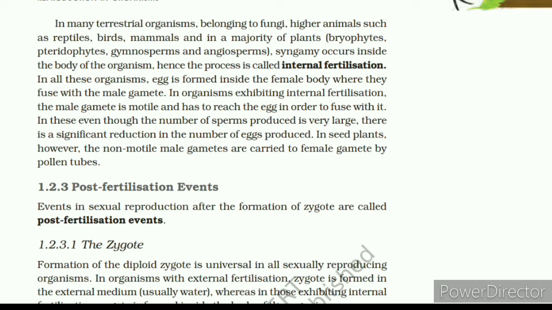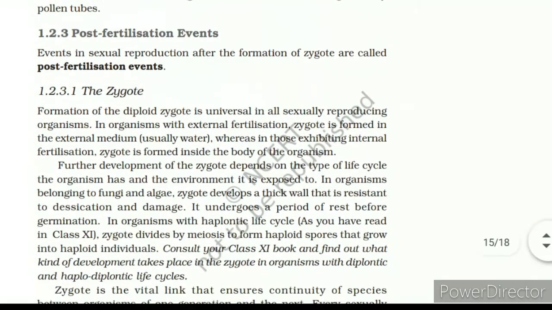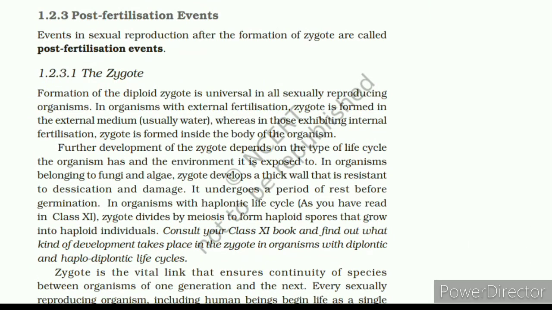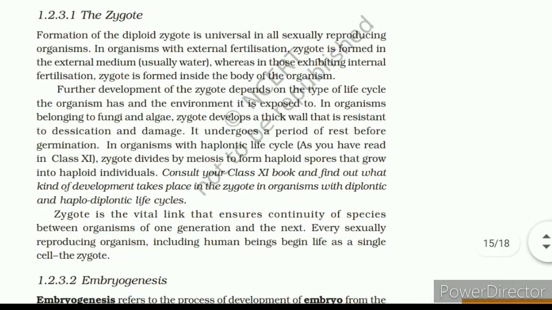Further development of zygote depends on the type of life cycle the organism has and the environment it is exposed to. In organisms belonging to fungi and algae, zygote develops a thick wall that is resistant to desiccation and damage. It undergoes a period of rest before germination. In organisms with haplontic life cycle, zygote divides by meiosis to form haploid spores that grow into haploid individuals. Consult your class 11 book, Organisms from one generation to the next. Every sexually reproducing organism, including human beings, begins life as a single cell, the zygote.